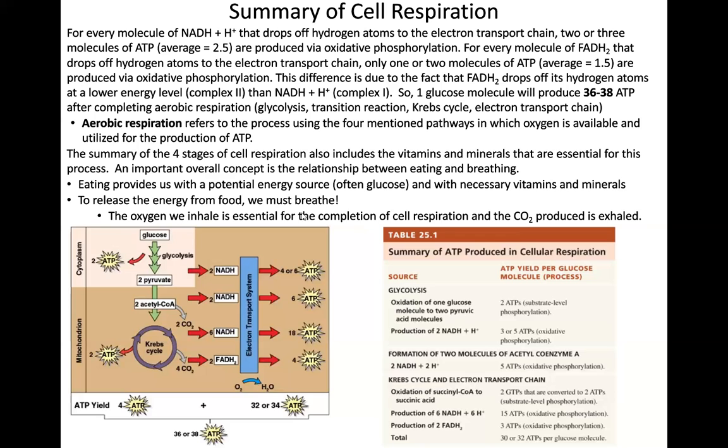To release that energy from food, though, we must breathe. The oxygen we inhale is essential for the completion of cell respiration. The CO2 we produce is exhaled in order to help keep our pH in balance.